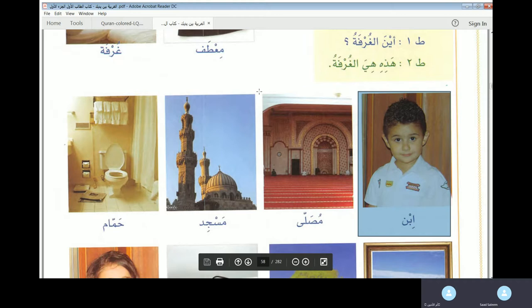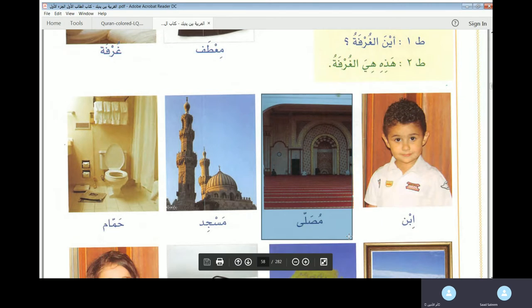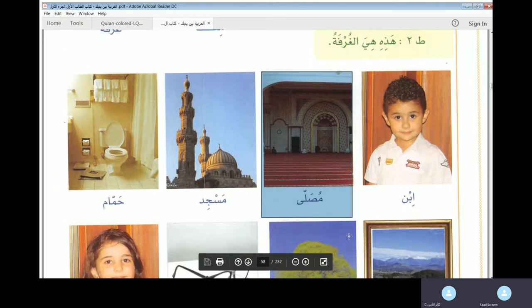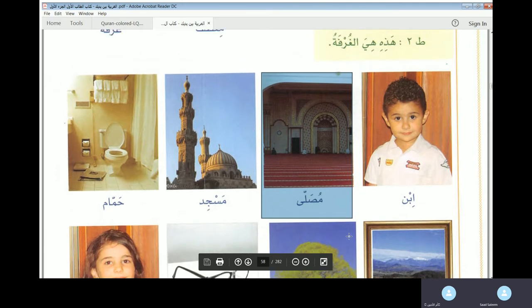Hadha. Ibn is masculine. Hadha huwal ibnu. You will give an example of Ibn: you ask, and then say, here is this, my son.